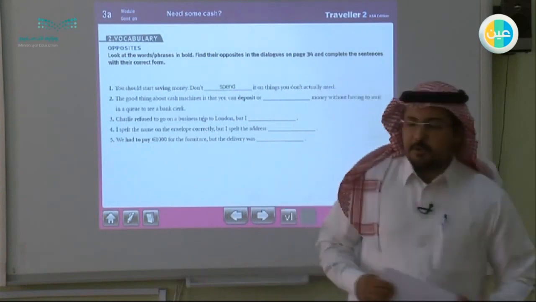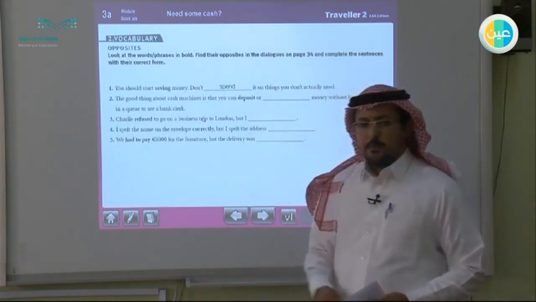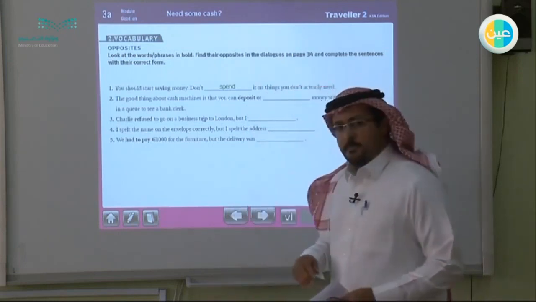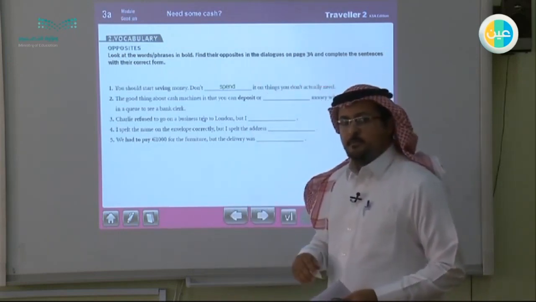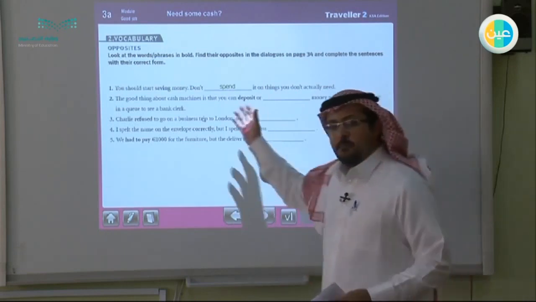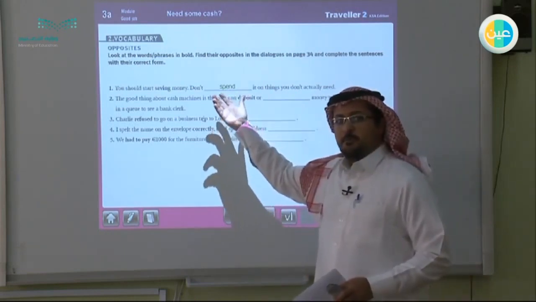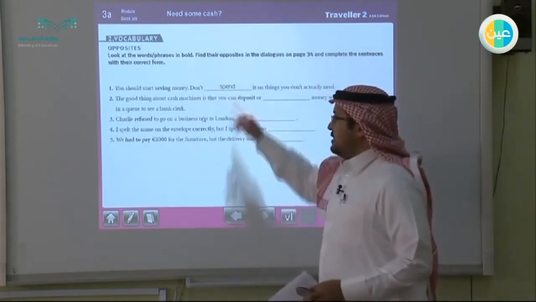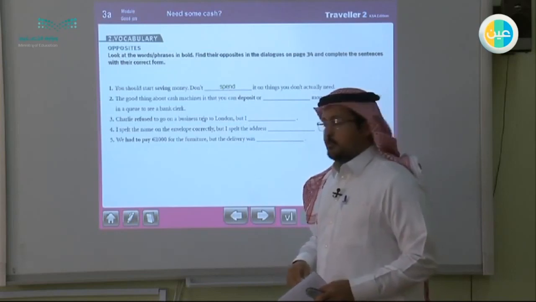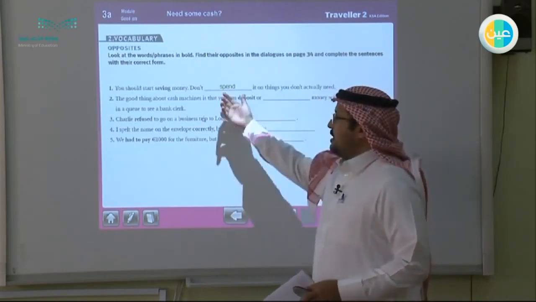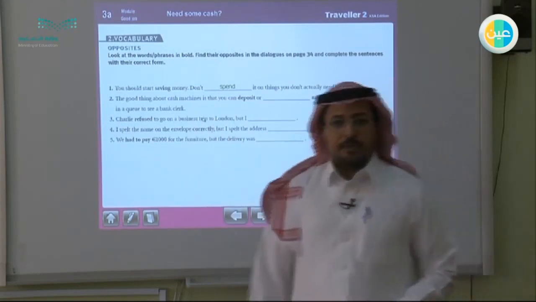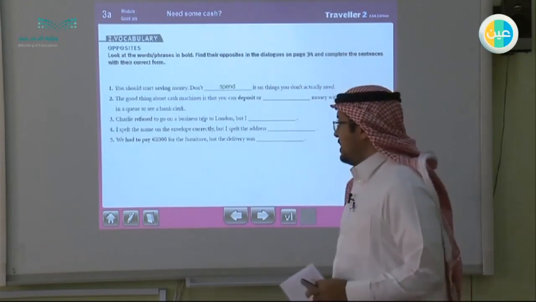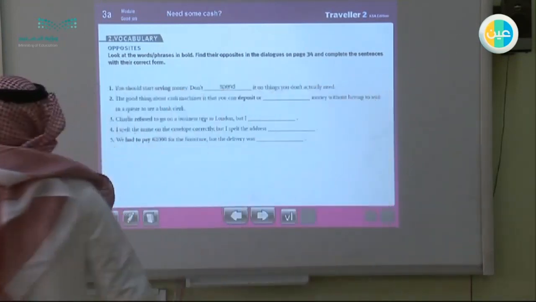Let's talk about this verb, spend. First of all, ask yourself, is it a regular or irregular verb? Spend is an irregular verb. This is the base form of the verb. The past form is spent, with T instead of D at the end of the word. We can use the word spend with money or with time. Spend your free time.